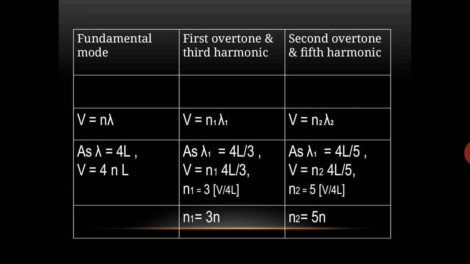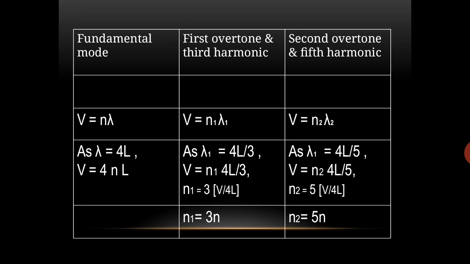Hence, we can calculate V is equal to N1 lambda 1, but we know lambda 1 is equal to 4L by 3. Putting this value of lambda 1 in the equation, we get V is equal to N1 into 4L by 3. Therefore, N1 is equal to 3 into V by 4L, and V by 4L is nothing but the fundamental mode frequency. Hence, N1 is equal to 3N. N1 is the first overtone and third harmonic.